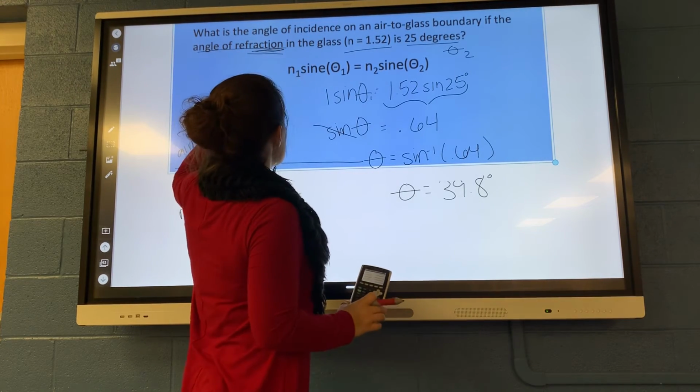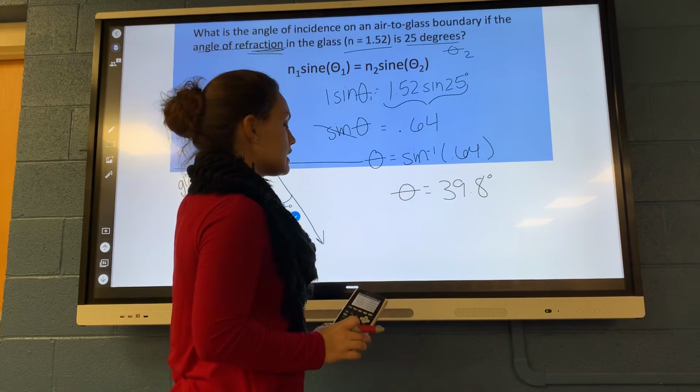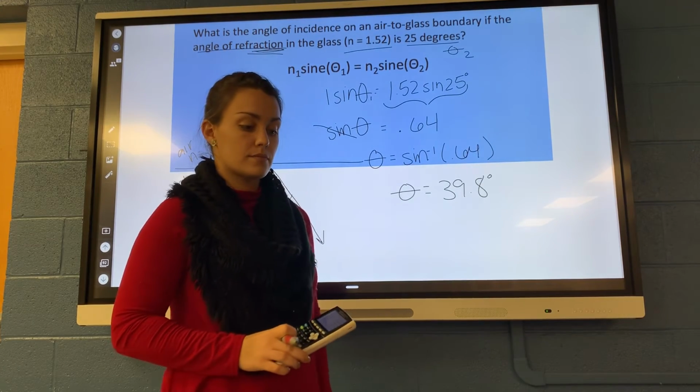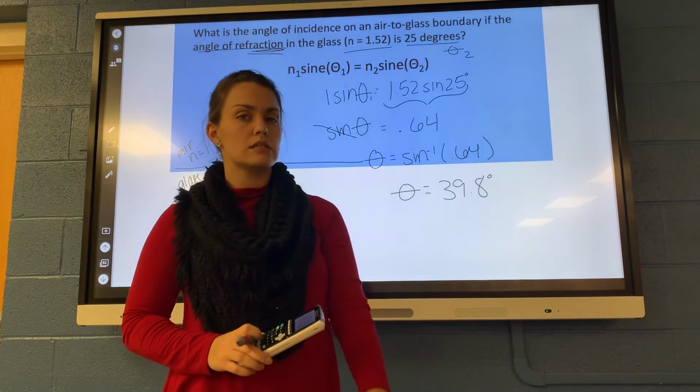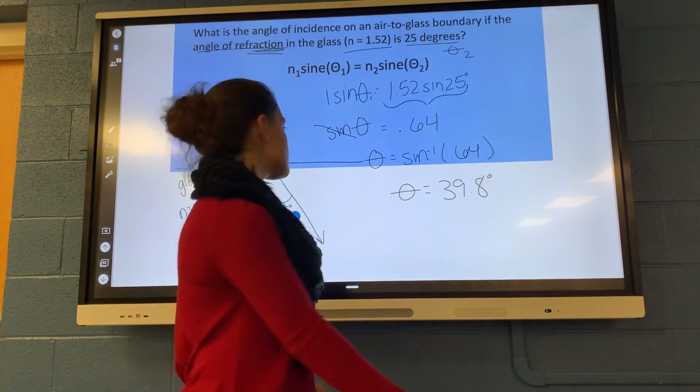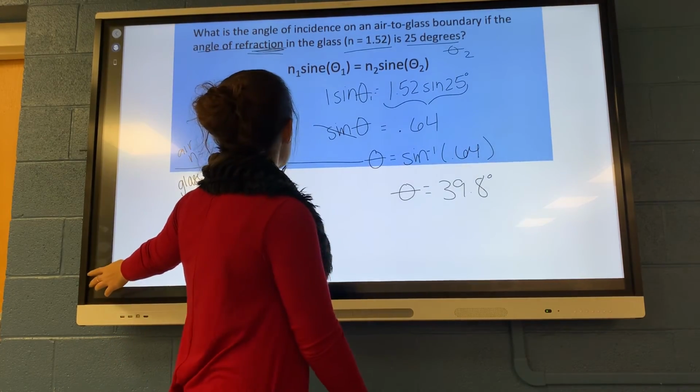So that is your angle of incidence. What is the angle of incidence? You're looking for the initial one, and they gave you the second one. Hopefully that makes a little bit more sense with Snell's law. I'll see if there's some more problems, and we can do some more examples.